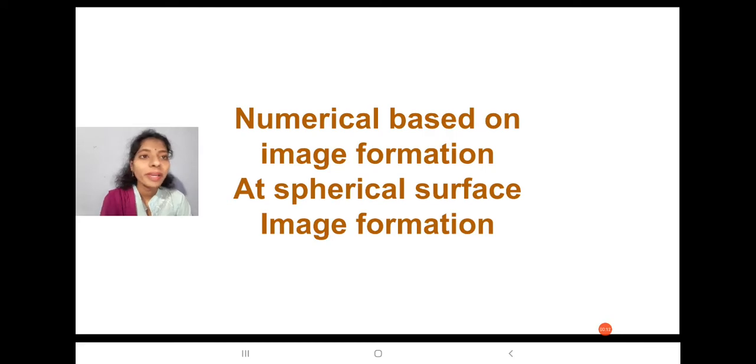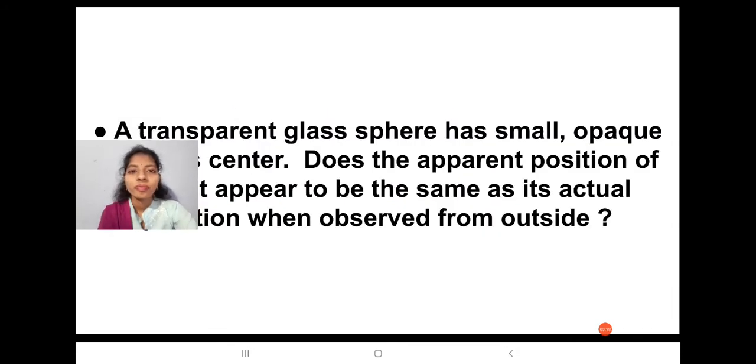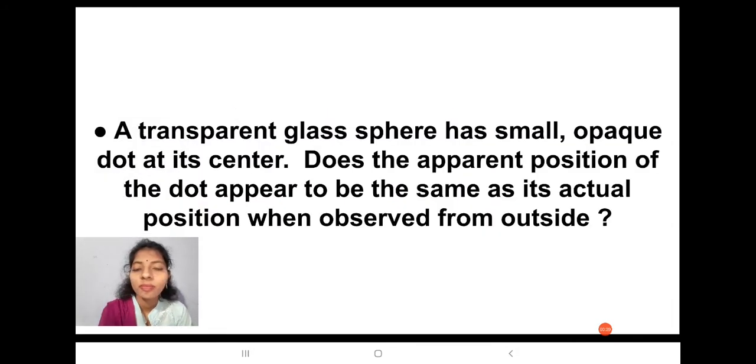So, a numerical based on image formation at a spherical surface. The question is: a transparent glass sphere has a small opaque dot at its center. Does the apparent position of the dot appear to be the same as its actual position when observed from outside? Now let us find out.